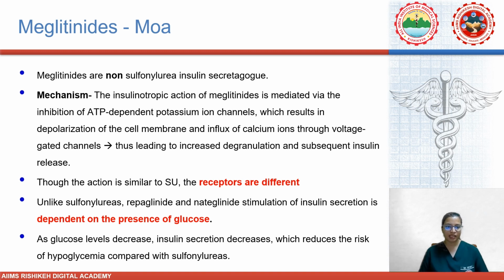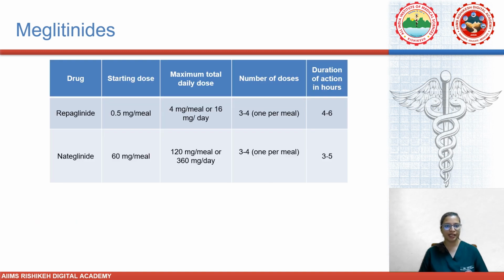Though the action is similar to sulfonylurea, the receptors are different. Unlike sulfonylureas, repaglinide and nateglinide stimulation of insulin secretion is dependent on the presence of glucose. As glucose level decreases, insulin secretion decreases, which reduces the risk of hypoglycemia compared with sulfonylureas. So for meglitinides, we currently use two drugs, repaglinide and nateglinide. Starting dose of repaglinide is 0.5 mg per meal and nateglinide is 60 mg per meal. But we can extend to a maximum daily requirement of 60 mg per day for repaglinide and 360 mg per day for nateglinide. And we have to give these drugs with meals, around 3 to 4 doses per day.